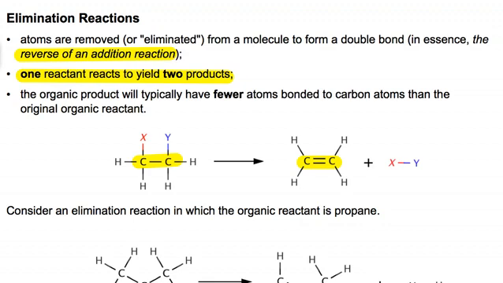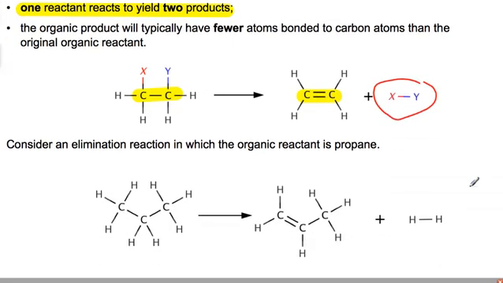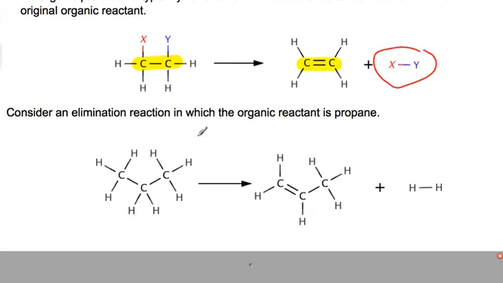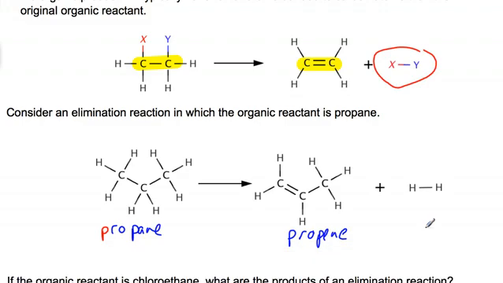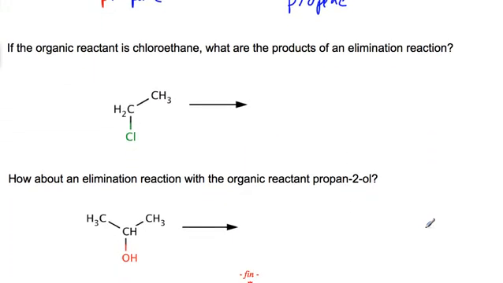And in forming a double bond, I produce a second product made of constituents that were originally bonded to the carbons. So there's an example. This is propane. And so in an elimination reaction, propane would yield propene and hydrogen gas. So a couple other examples.